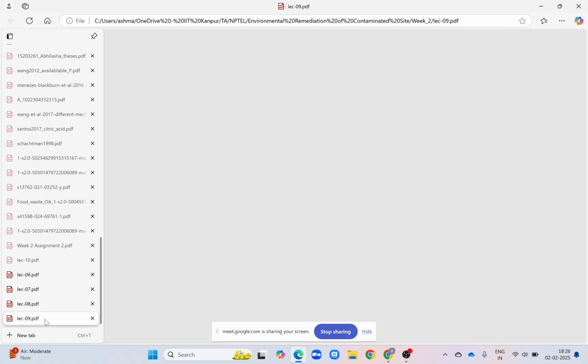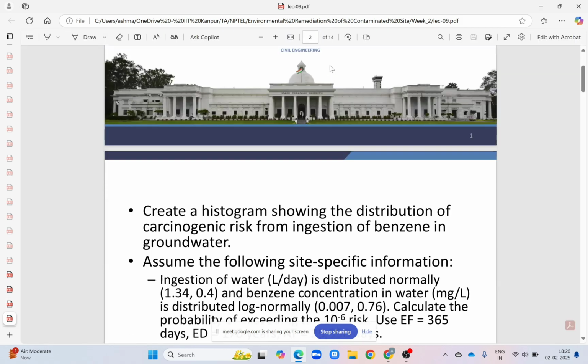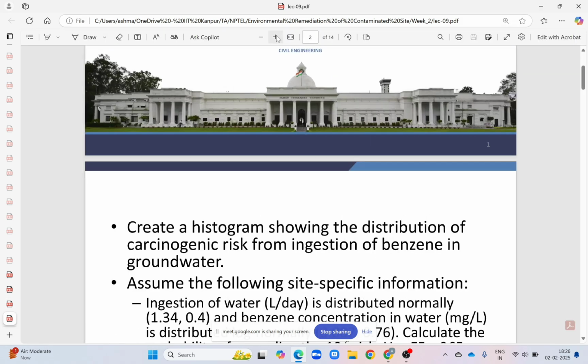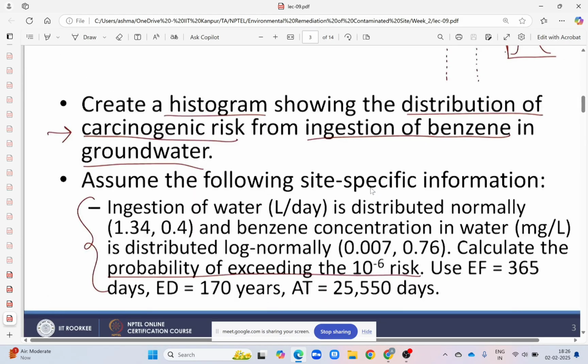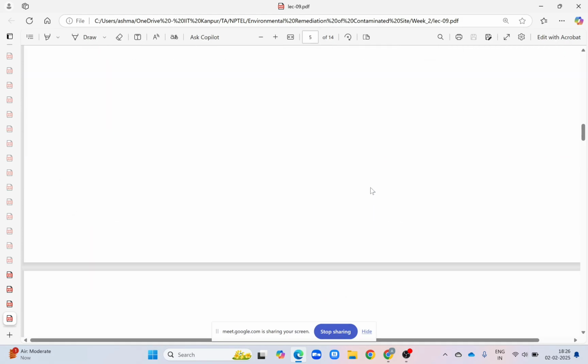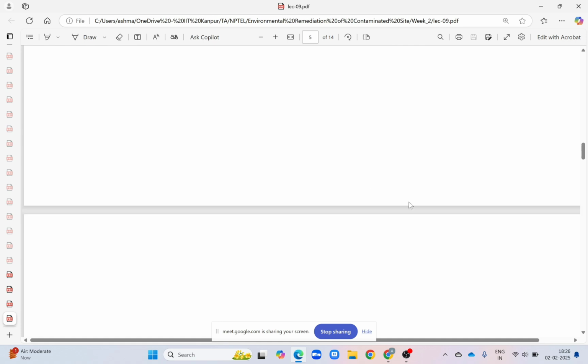So now let's move to the fourth lecture. Again, I think half of the lecture was about the numerical to find out the risk through Monte Carlo simulation. So we'll skip those.